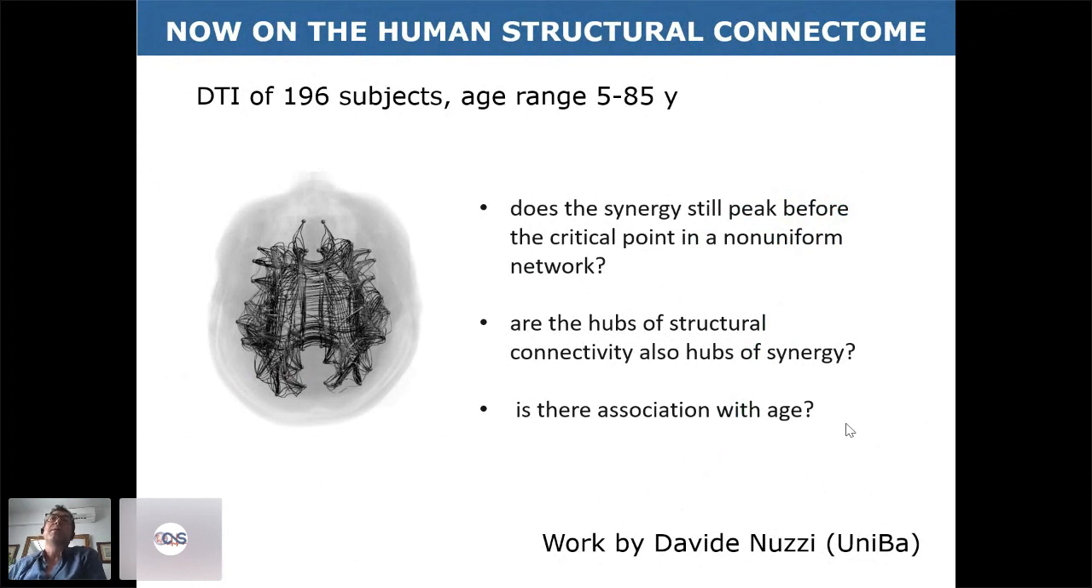And so we tried to implement this, again, going back to the human structural connectome and using a dataset of almost 200 subjects with an age range from 5 years to 85 years. And we ask ourselves the following question. If we take the structural connectome as the sole variable defining age, and we try to implement a dynamical system on it, in particular, we look at the synergy as that value which characterizes the regime in which the system starts to configure towards an order parameter where interesting things happen, then we ask ourselves, does the synergy still peak before the critical point, even if the network is non-uniform?